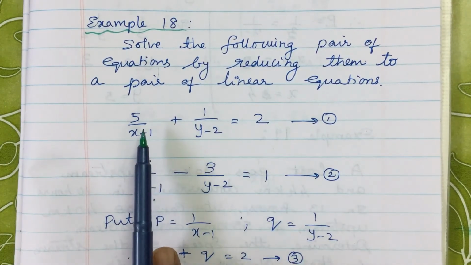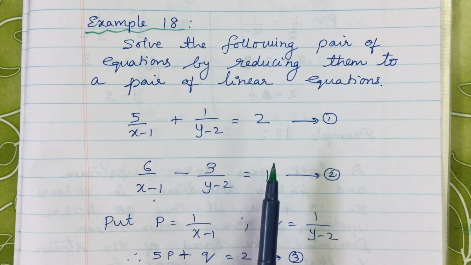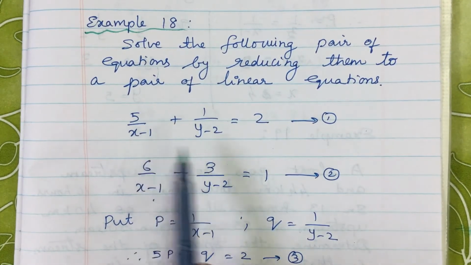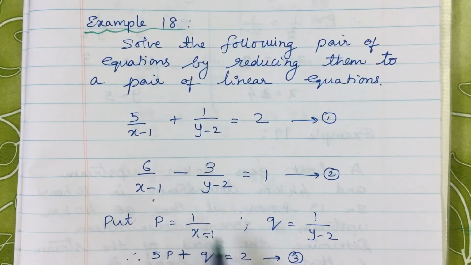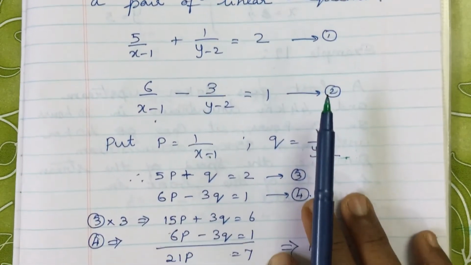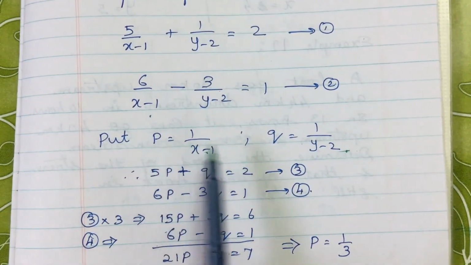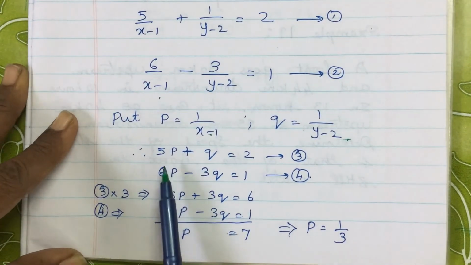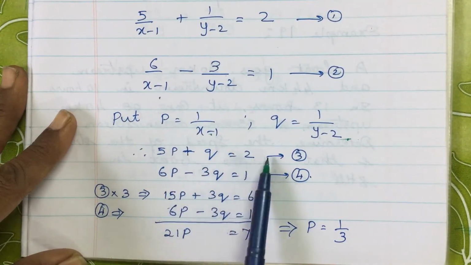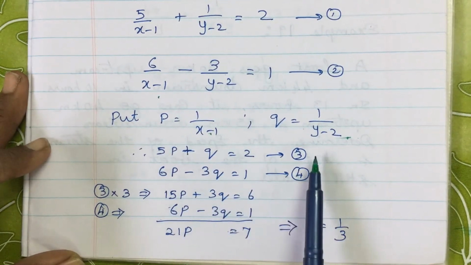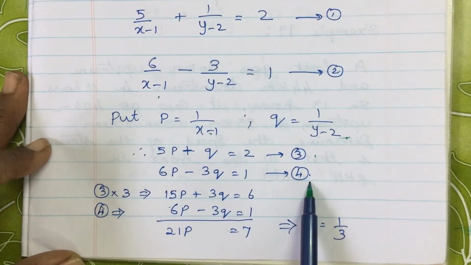So the equations will become simple linear equations if you assume 1 by x minus 1 as p, right, and then 1 by y minus 2 as q. Okay, so I have assumed this as my p, this as my q. Now rewriting the given set of equations, 5p plus q is equal to 2 and 6p minus 3q equal to 1. So I have taken this as my third and fourth equations.